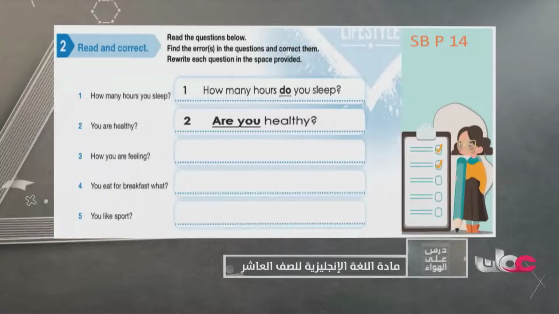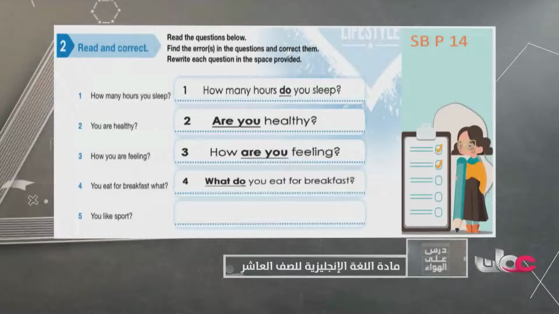In number 2, are you healthy? So just switching between you and are. Are you healthy? Number 3, how are you feeling? How are you feeling? So also exchange between are and you. And number 4, what do you eat for breakfast? And the last one, do you like sport? So this is how we correct the questions.